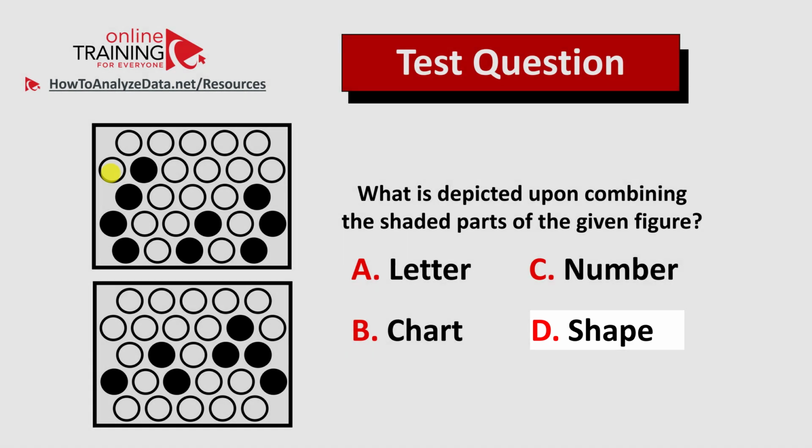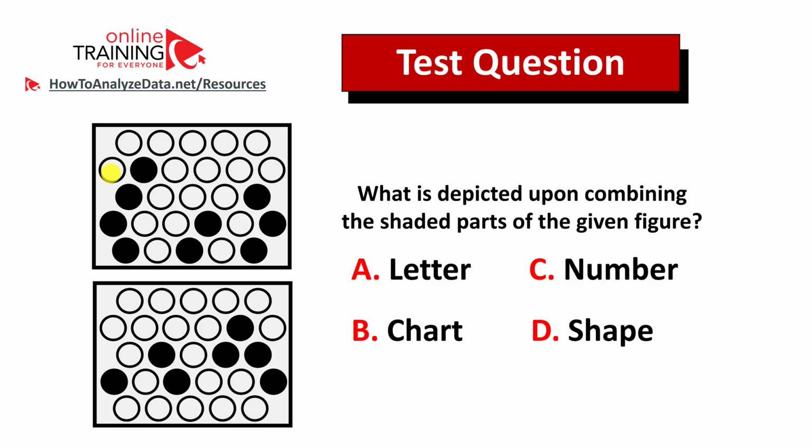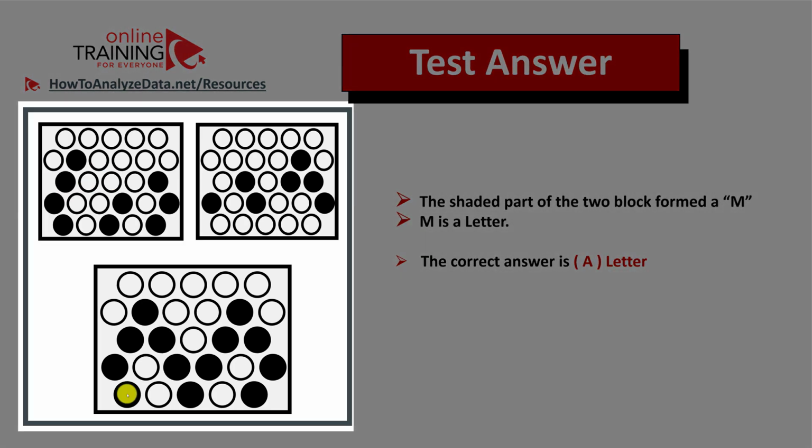Can you visualize the answer? Give yourself 5 to 10 seconds to see if you can come up with the answer. Did you figure out the answer? Let's continue to see how we can get to the correct solution together. As you can see, upon combining 2 rectangles, M can be formed, and M is the letter. The trick here is that typically during the test, you don't even have access to the paper, and you can't depict it on the paper.